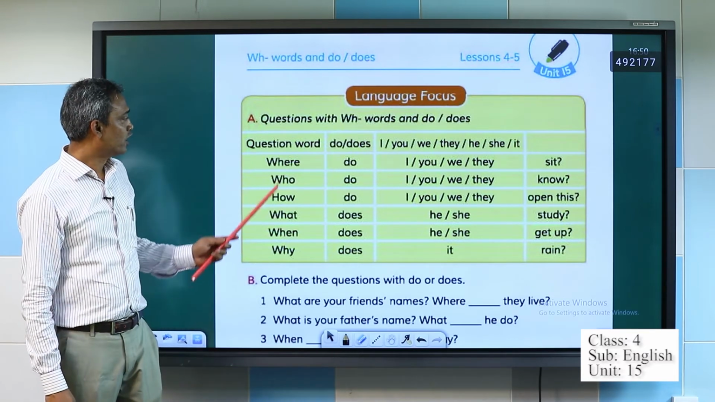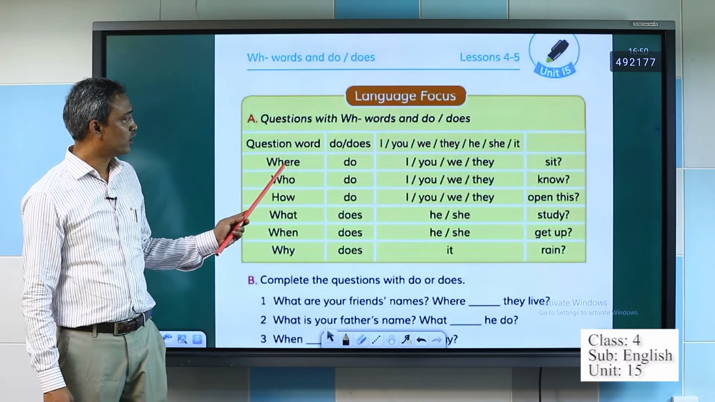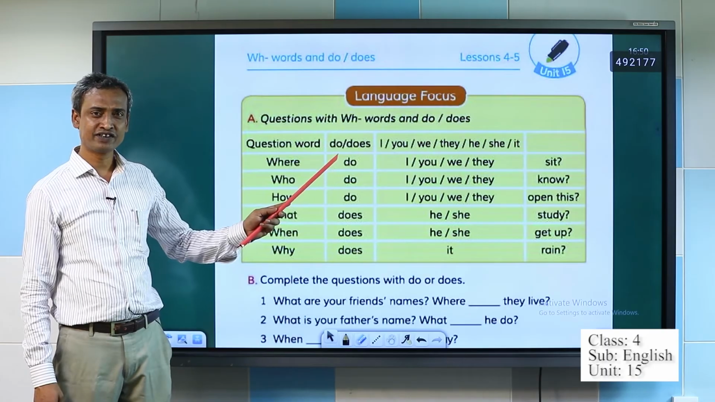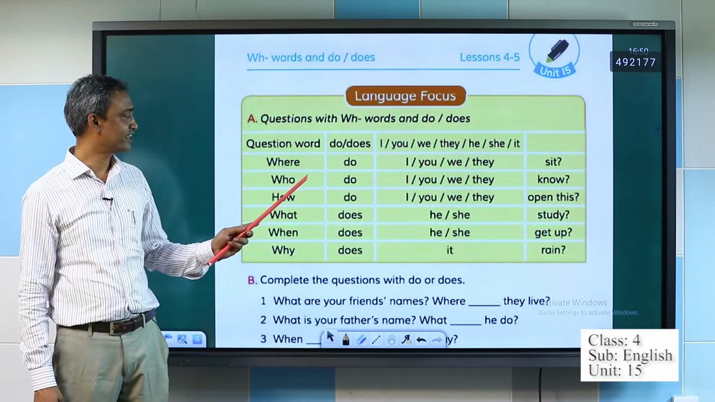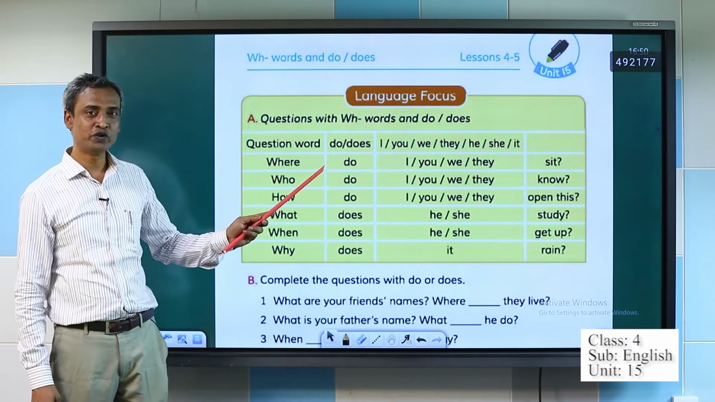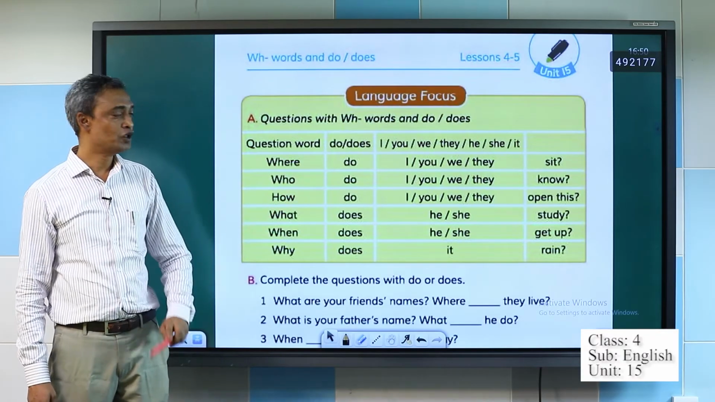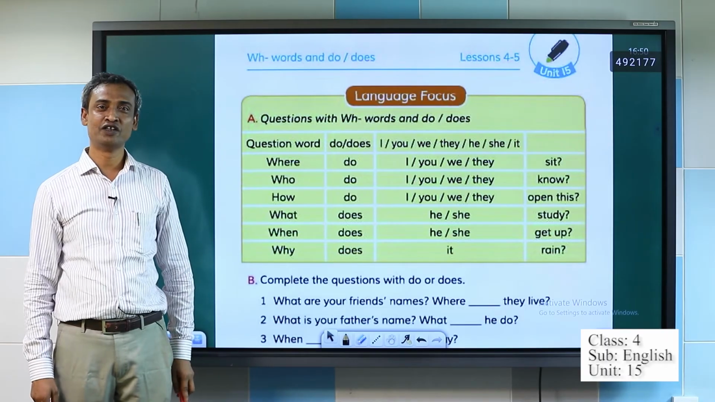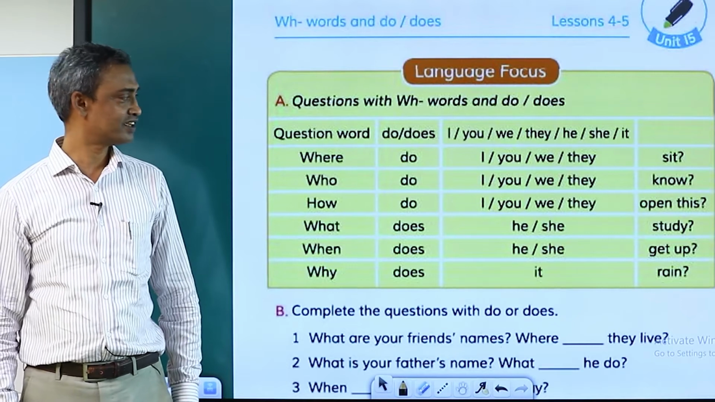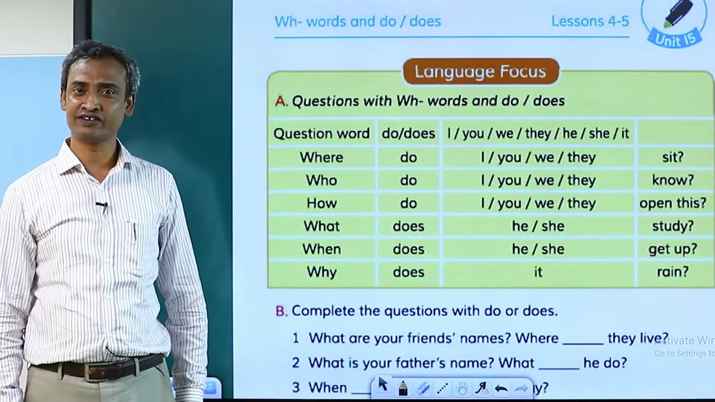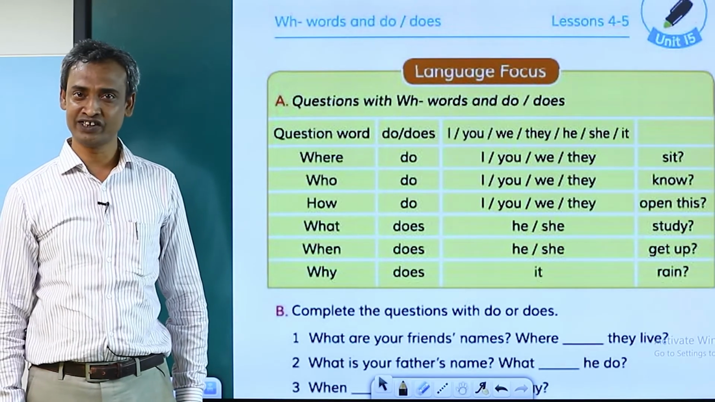Where do I sit? Where do you sit? Where do we sit? Say with me. Where do they sit? Okay, next sentence. Who do I know? Who do you know? Who do we know? Who do they know? How do I open this? How do you open this? How do we open this? How do they open this?